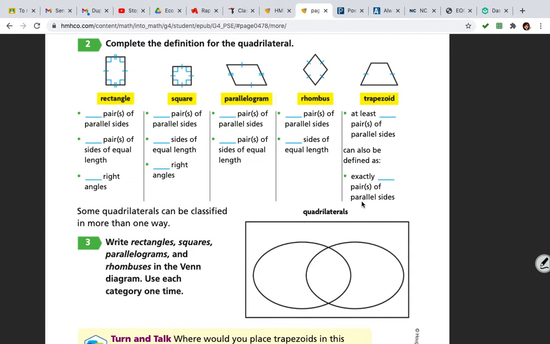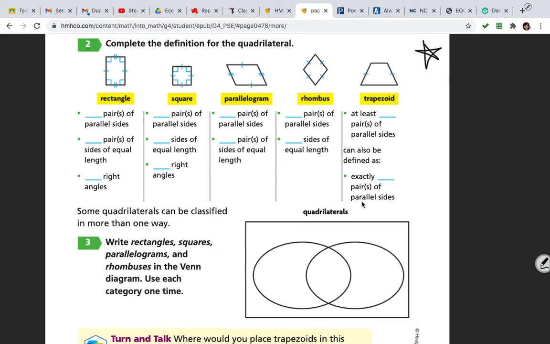So let's complete the definition for the quadrilateral, and you're going to need to use this page. You might want to flag the page down, fold it down, put a star on it. You're going to come back to this page a lot in the future. So you might want to fold that little corner down right there because you want to come back to it to reference these definitions. So the first one is a rectangle.